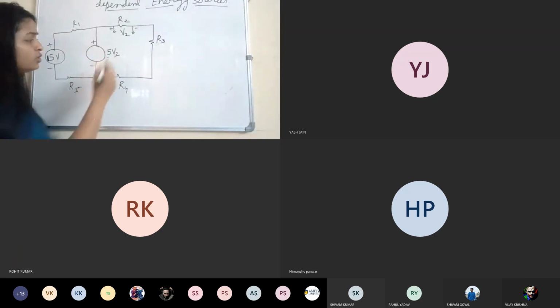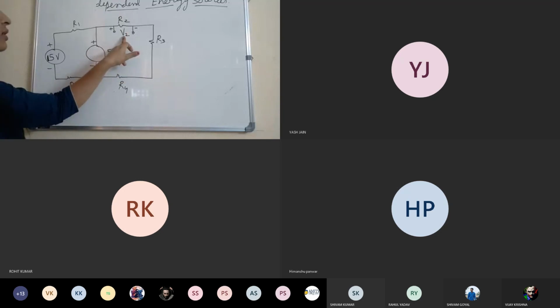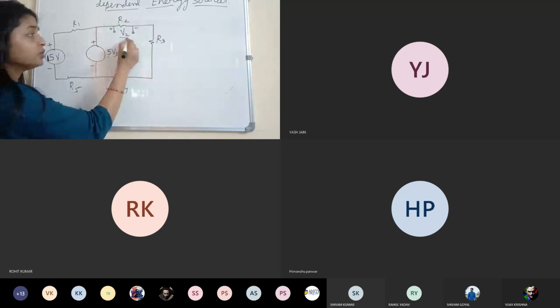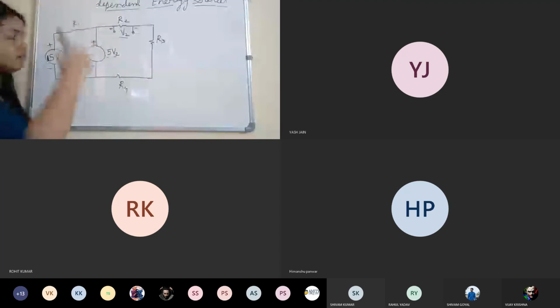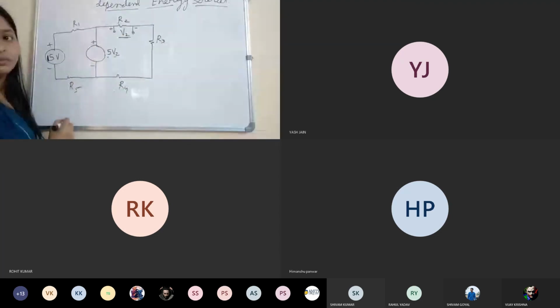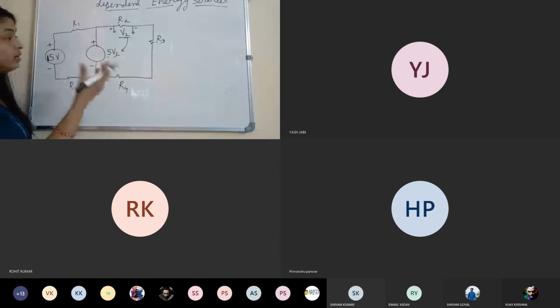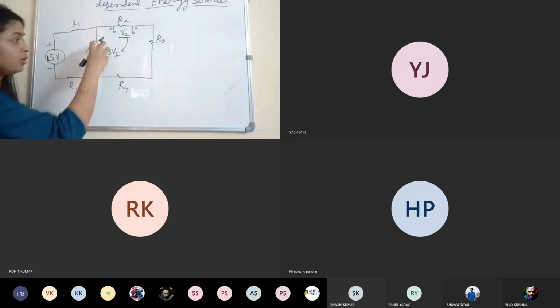This is 5V2. The energy source is rated as 5V2, and V2 is the drop across resistance R2. It means to know the value of voltage generated by this energy source, first I should calculate the value of V2. Then I put the value of V2 here, and then I can get the value of voltage being generated by this.